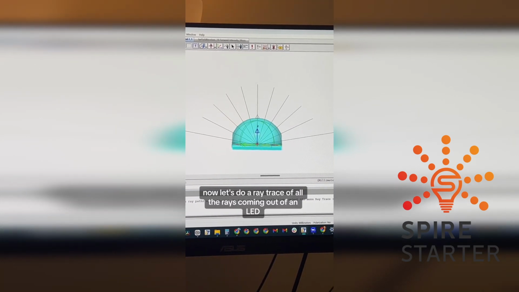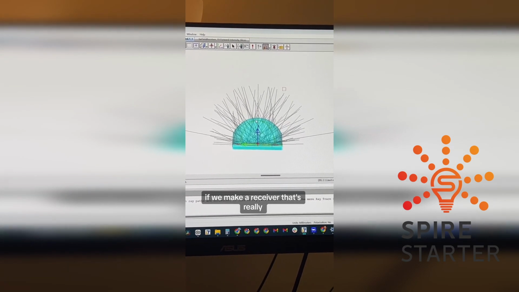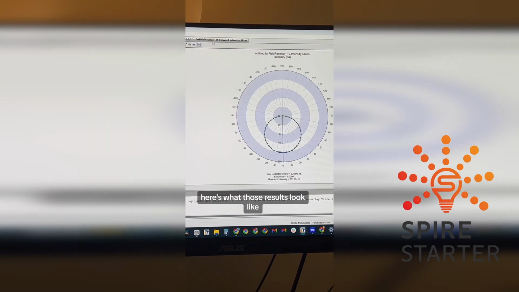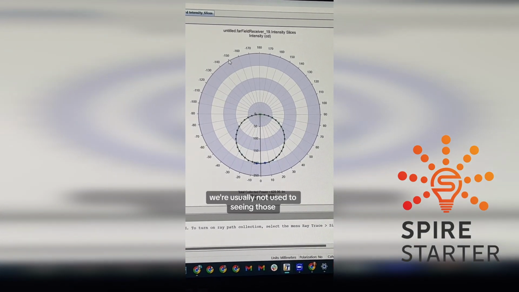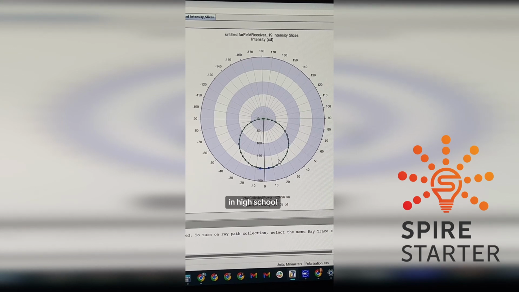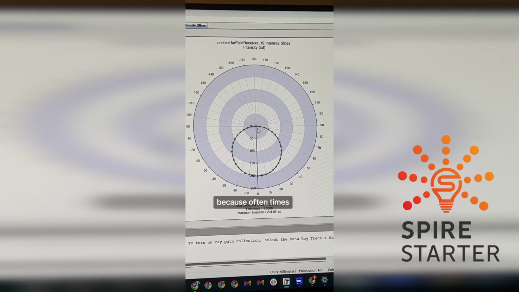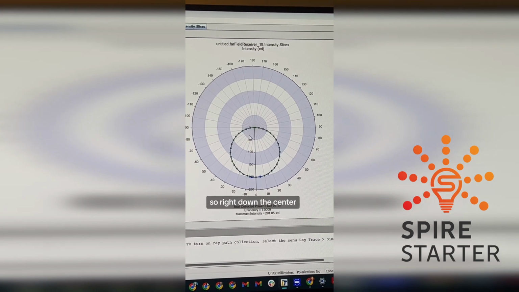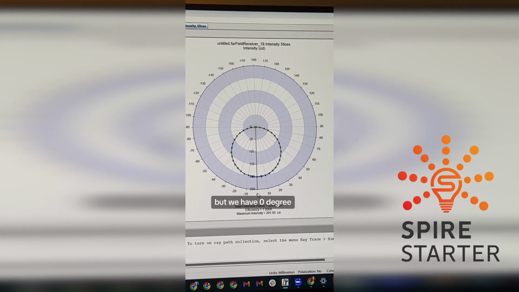Now let's do a ray trace of all the rays coming out of an LED. If we make a receiver that's really, really big all the way around this LED to catch the rays, here's what those results look like. This is a polar plot. We're usually not used to seeing those unless you're in pre-calc right now in high school. But it's a good thing to get familiar with because oftentimes this is how beams are represented coming from optics or LEDs or both. So right down the center, it's kind of upside down, but we have 0 degrees.